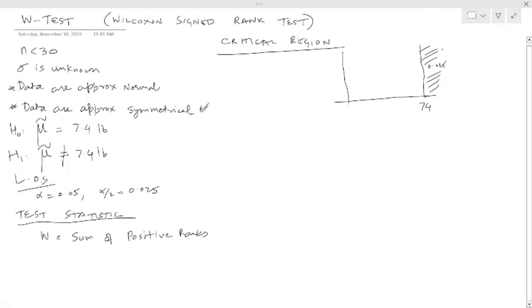Now to work out the left tail critical value, we need to take help from the sum formula. The sum of the first n natural numbers has this formula: S is equal to n times n plus 1 divided by 2.